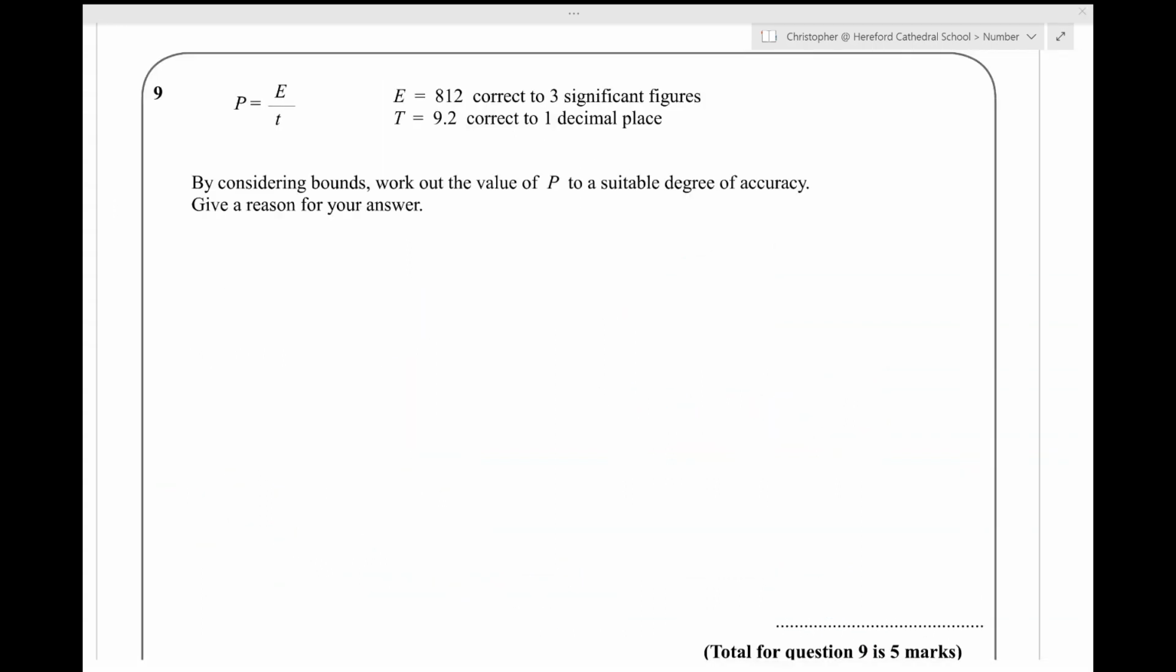Question 9. Right, I'm given a formula for P, which is E divided by T, and I'm given some information about E and T here. Let's have a look.